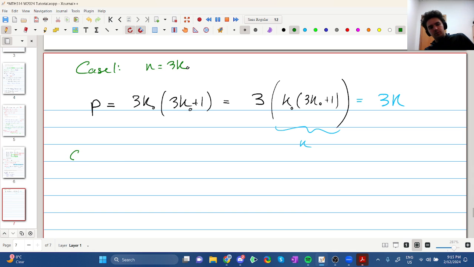For case 2, n is equal to 3k naught plus 1. Okay.